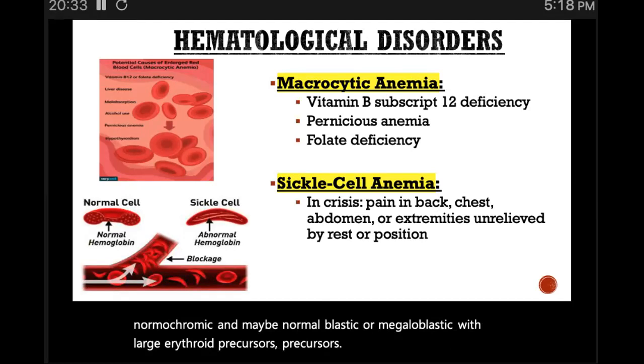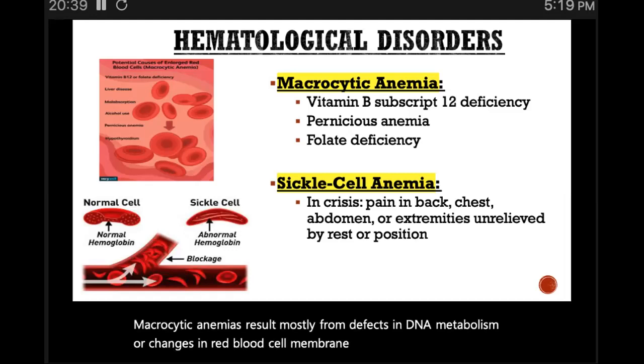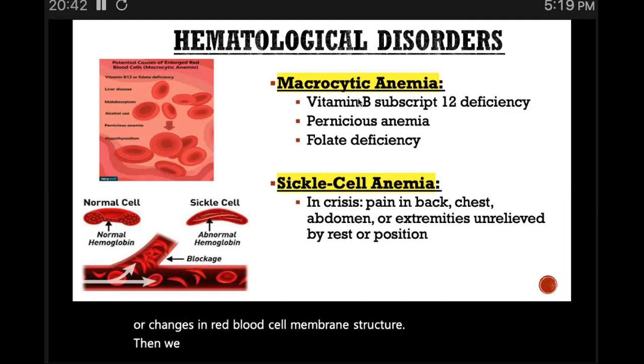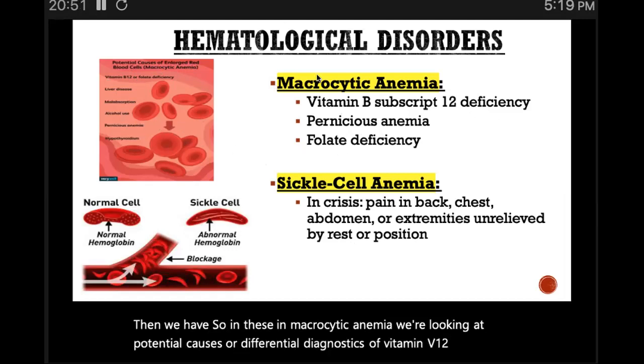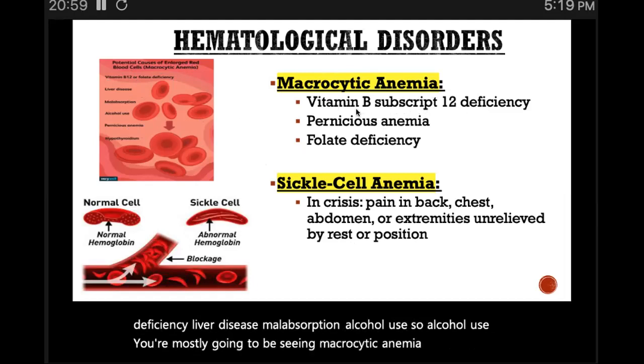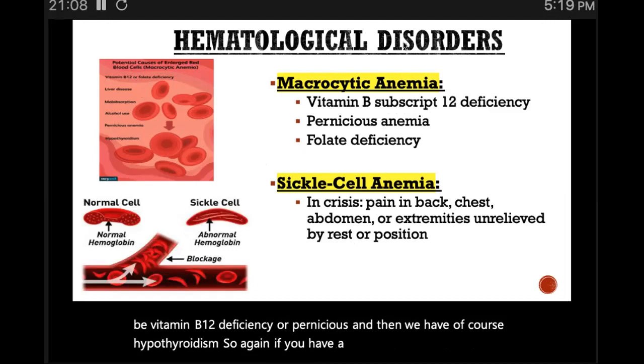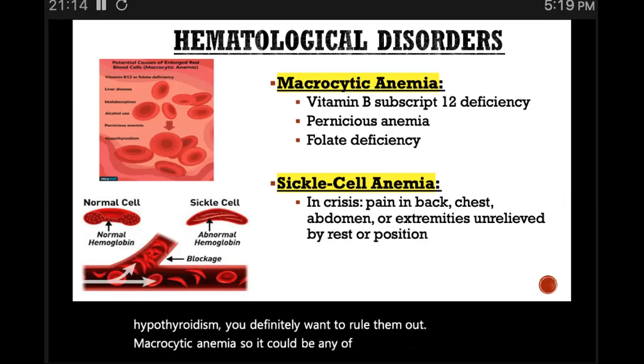Macrocytic anemias result mostly from defects in DNA metabolism or changes in red blood cell membrane structure. So in macrocytic anemia, we're looking at potential causes or differential diagnostics of vitamin B12 or folate deficiency, liver disease, malabsorption, alcohol use. So with alcohol use, you're mostly going to be seeing macrocytic anemia, which would be vitamin B12 deficiency or pernicious anemia. And then we have, of course, hypothyroidism. So again, if you have a patient with hypothyroidism, you definitely want to rule them out for macrocytic anemia. So it could be any of these three, okay?